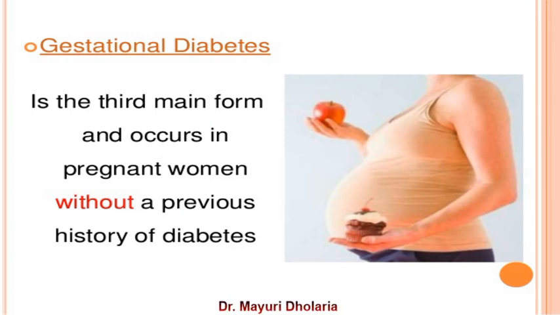It is the third main type of diabetes. It is mostly observed in pregnant women without any history of diabetes. That means a lady who is pregnant did not have diabetes previously, but due to pregnancy, and some changes going on inside the body, that lady may suffer from diabetes. That is known as gestational diabetes. So this is all about the types of diabetes in brief.